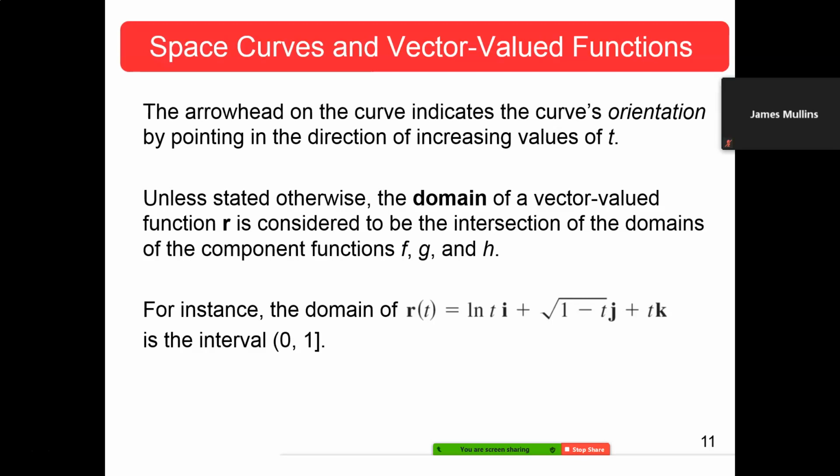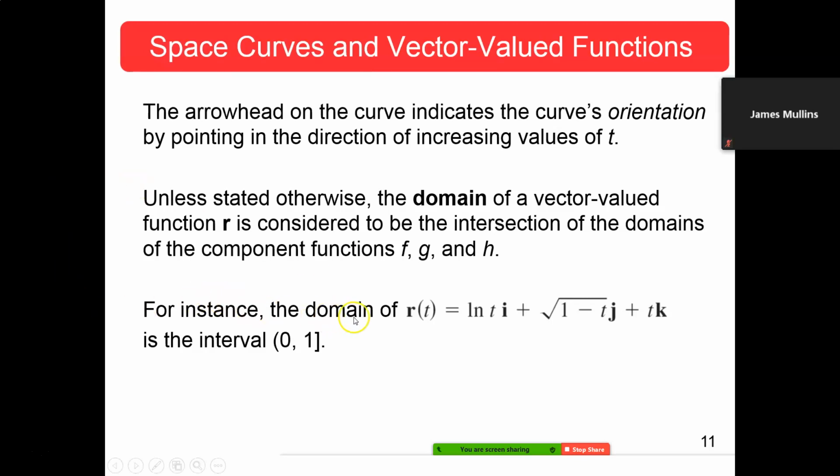Here's what they mean by that. If your f function has some limitation of its domain, and we're going to see a couple coming up really soon, but the g function has a different limitation, and the h function may have no limitations or yet more limitations, then the intersection would be the values of t that fit all three of those.